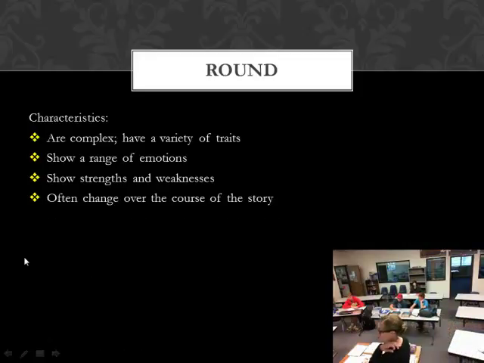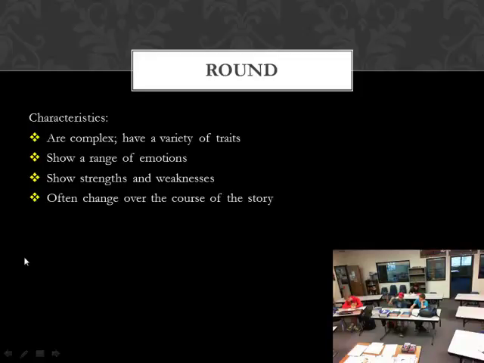And they generally change over the course of the story. You can have a round character who doesn't change. That might be what the story is about. How they're confronted with all of these difficulties, and through it all, they remain the same good-hearted, trustworthy, wonderful human being.